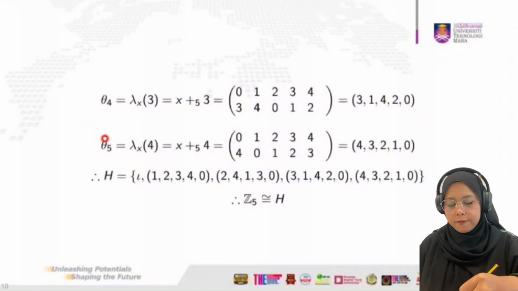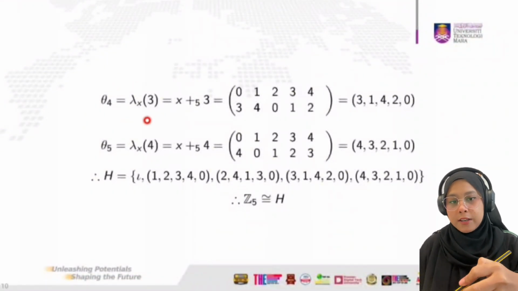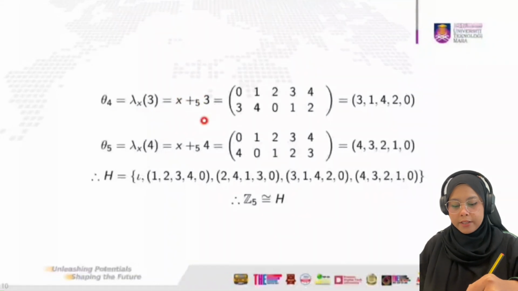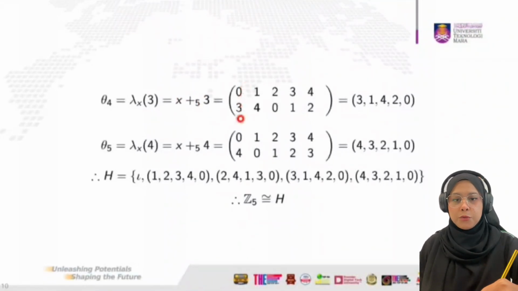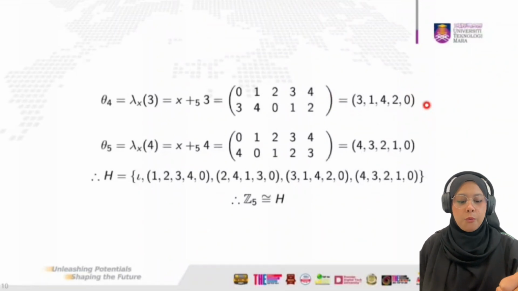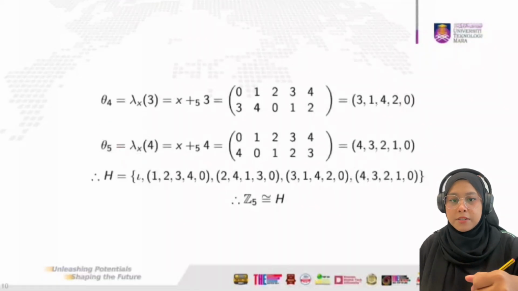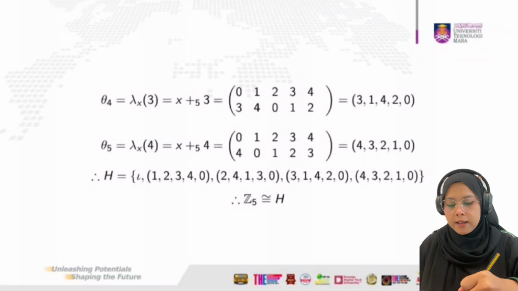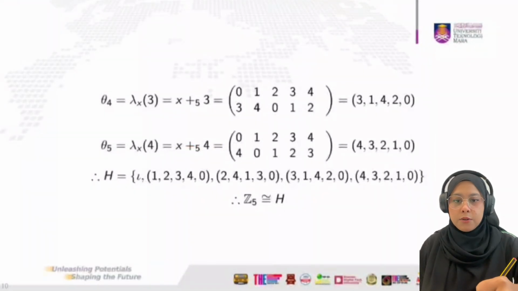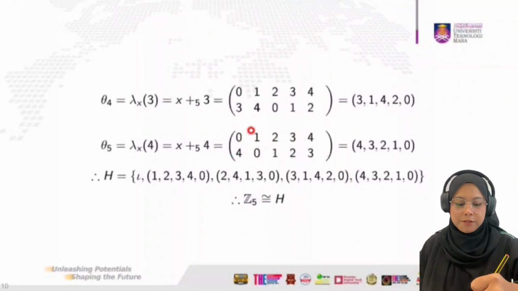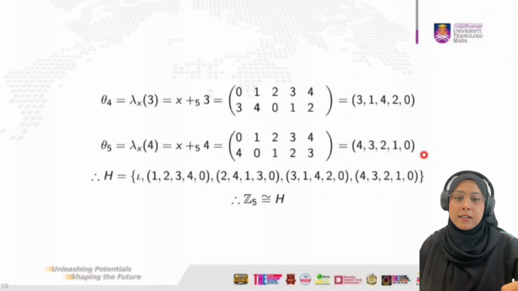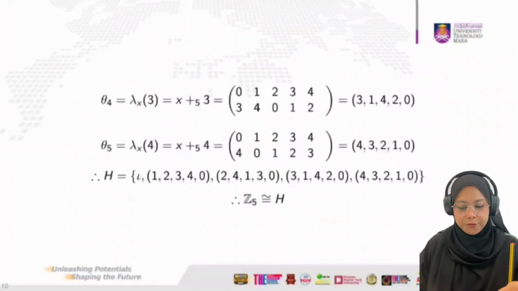So the next one is theta 4, where the operation for lambda x3 is x addition modulo 5, 3, where 0 maps to 3, 3 maps to 1, 1 maps to 4, 4 maps to 2, and 2 maps to 0. And the answer we obtained here is the cycle notation (3, 1, 4, 2, 0). And the last one here is theta 5, where the operation for lambda x4 is x addition modulo 5, 4, where 0 maps to 4, 4 maps to 3, 3 maps to 2, 2 maps to 1, and 1 maps to 0. And the answer is the cycle notation (4, 3, 2, 1, 0).